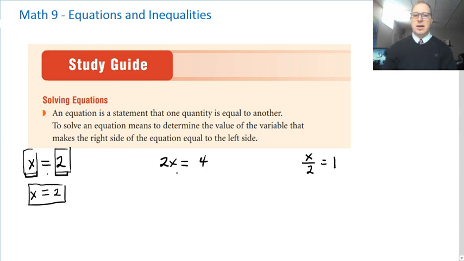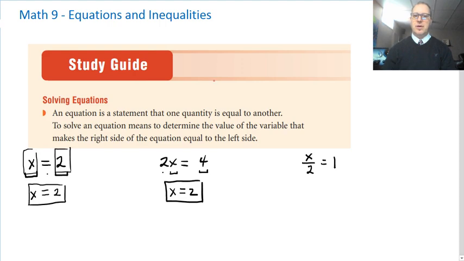Over here, this equation looks a little bit different. We have 2 times some unknown number is equal to 4. Now you could probably do that in your head. 2 times what is 4? And yes, x equals 2. So the solution to this equation is also 2. Notice they're the same.